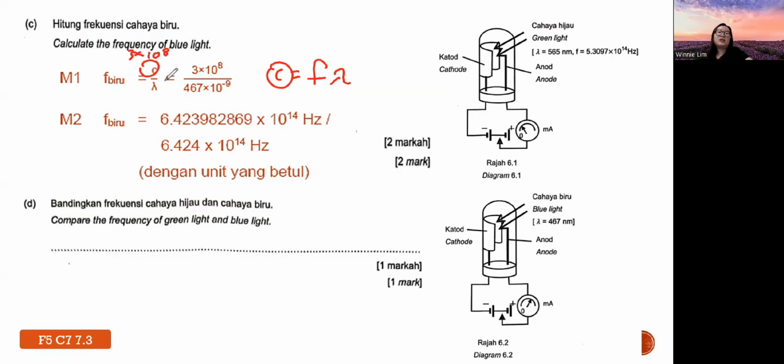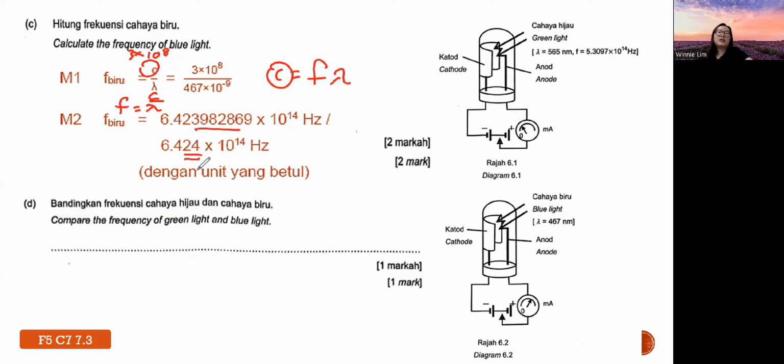This one, the formula got a bit of a mistake. Never mind, I'll try to rearrange the equation. So generally, F is equal to C over lambda. Yeah, they rearranged it correctly already, sorry. Okay, so we put in the values, then we get this answer.